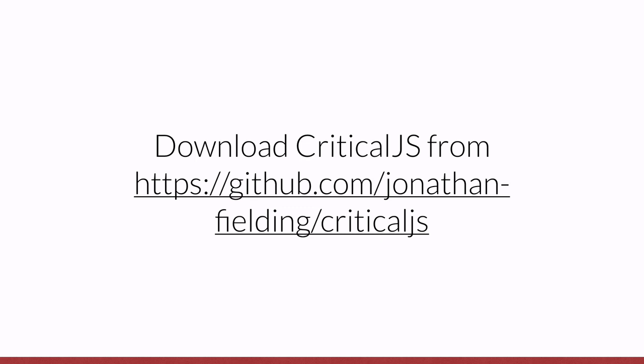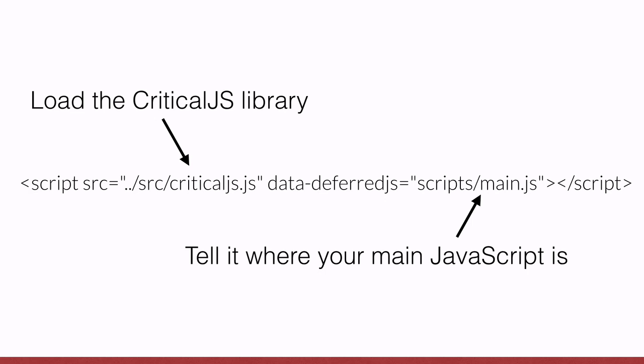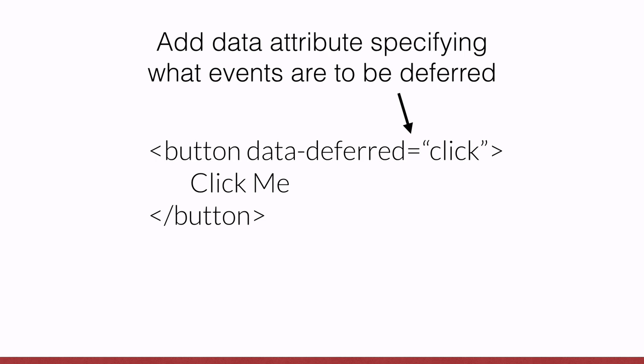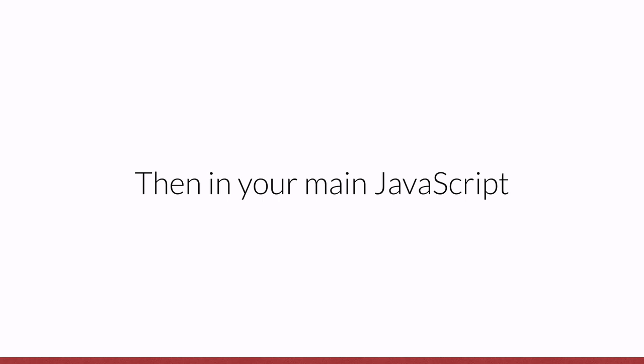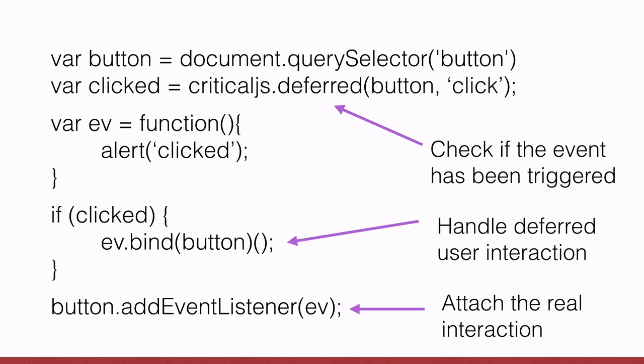So how do you achieve this? One way is to use a library called critical.js, which is available on GitHub, and it's also available on NPM. You load the critical.js library, and you specify where your main JavaScript lives. You can then add a data attribute specifying the events that have been deferred. This is anything you can add with addEventListener; you can just add in this data attribute. And then in your main JavaScript, you need to handle it. Once the main JavaScript has loaded, you need to ask critical.js if the button has been clicked. That's going to return true or false. And then if it has been clicked, we can fire the method that we're going to attach to our button. And then, of course, we attach the real event interactions.